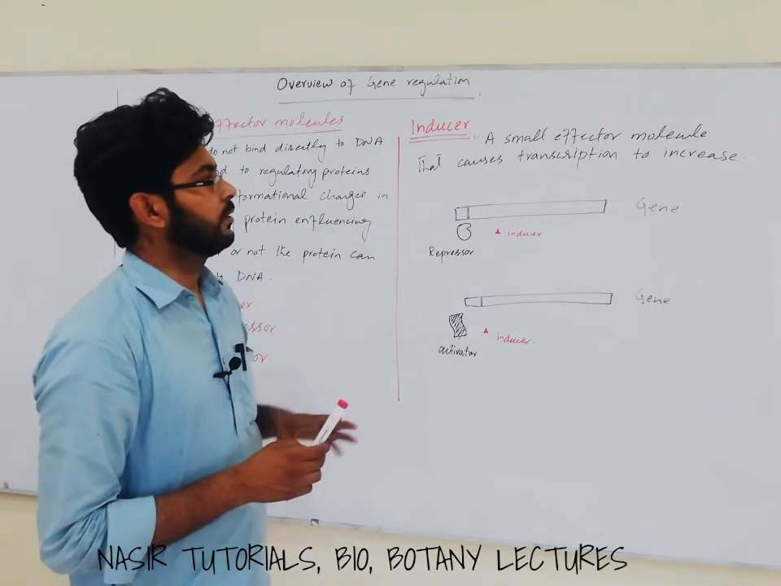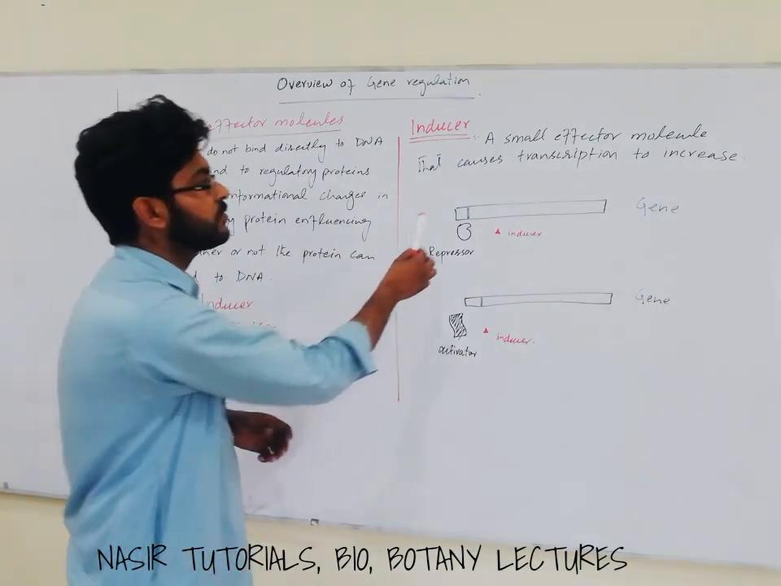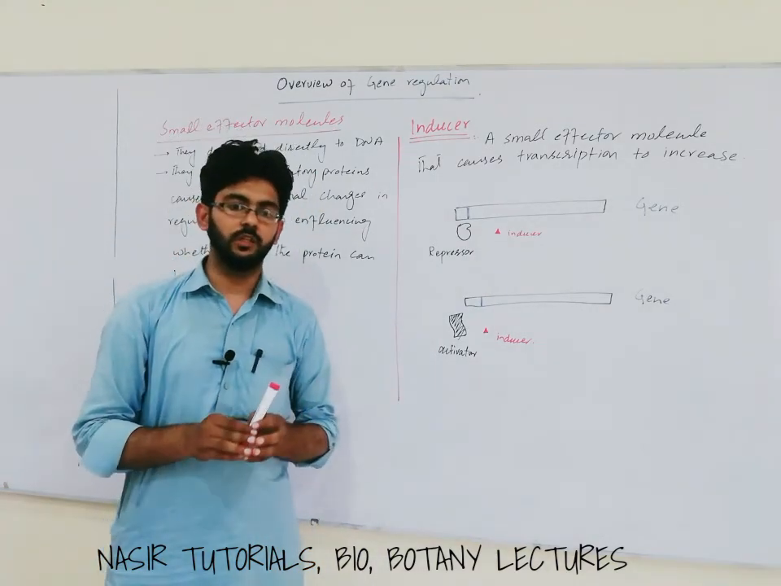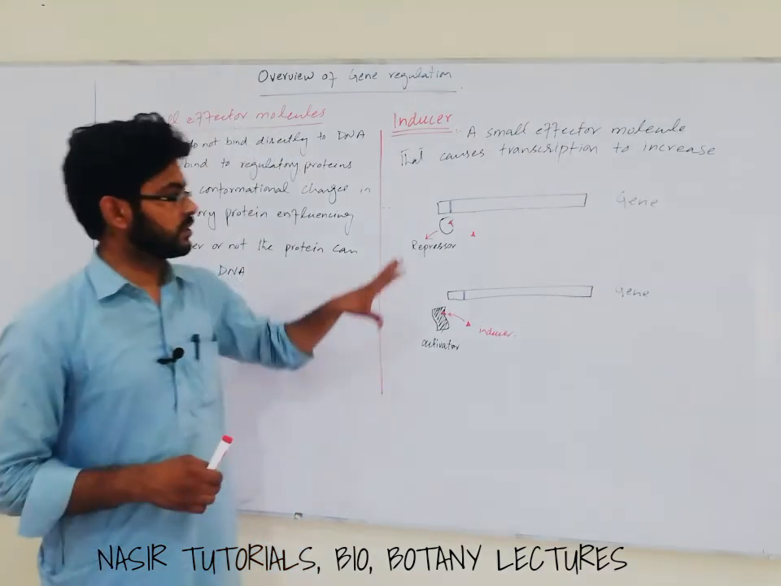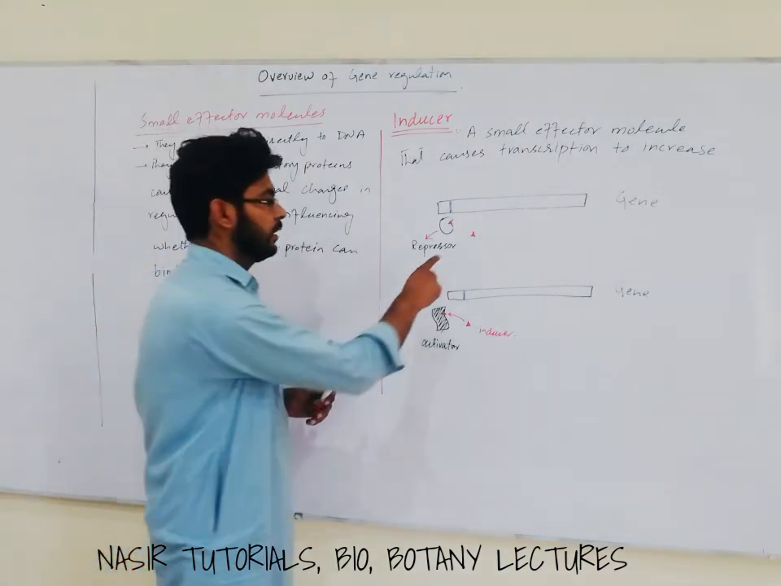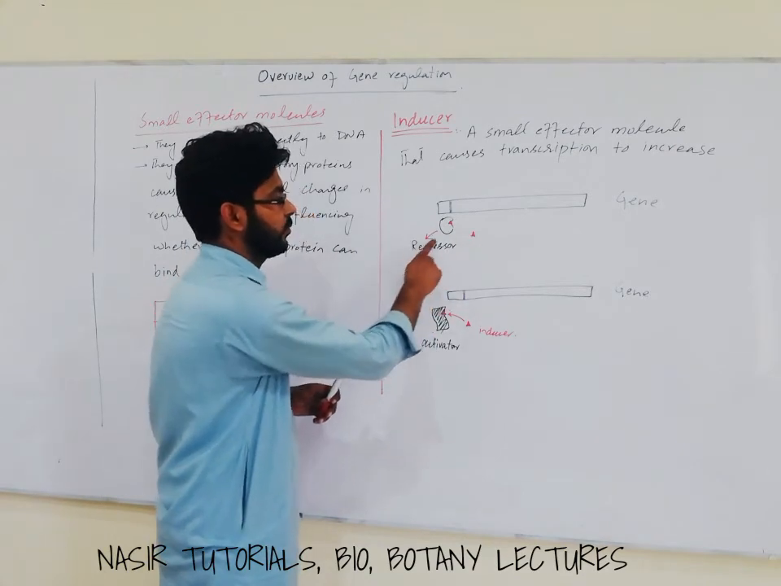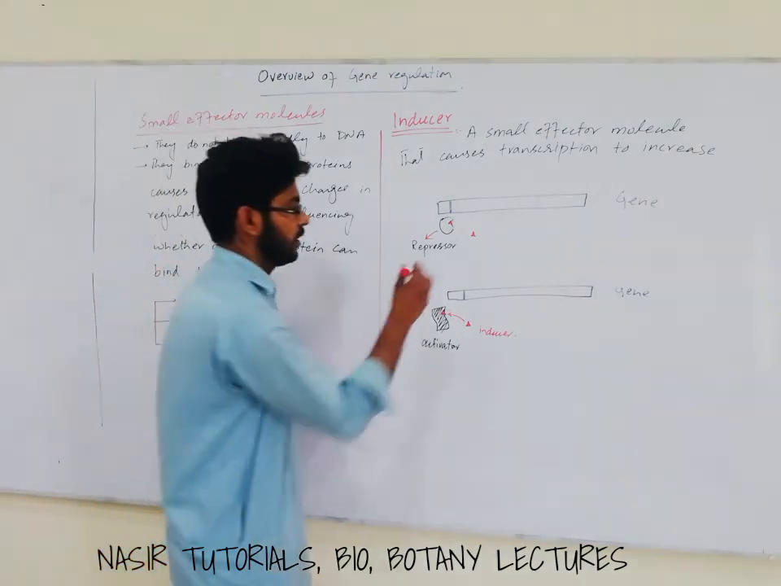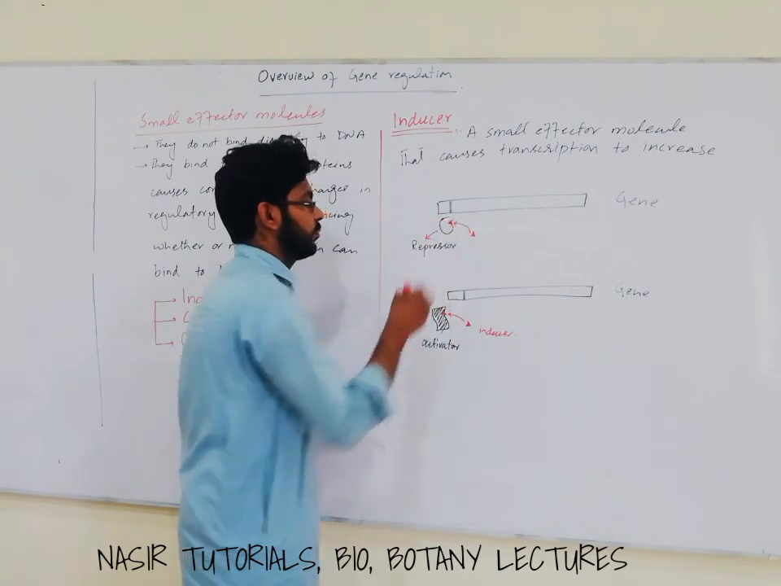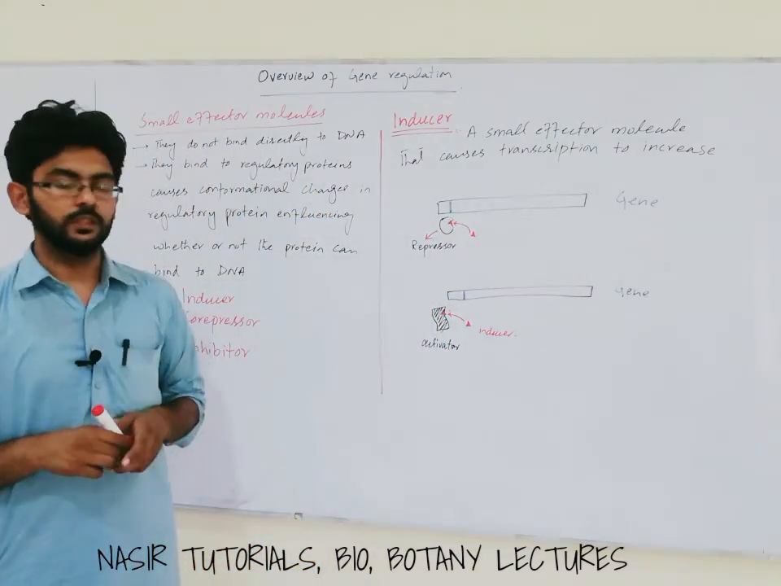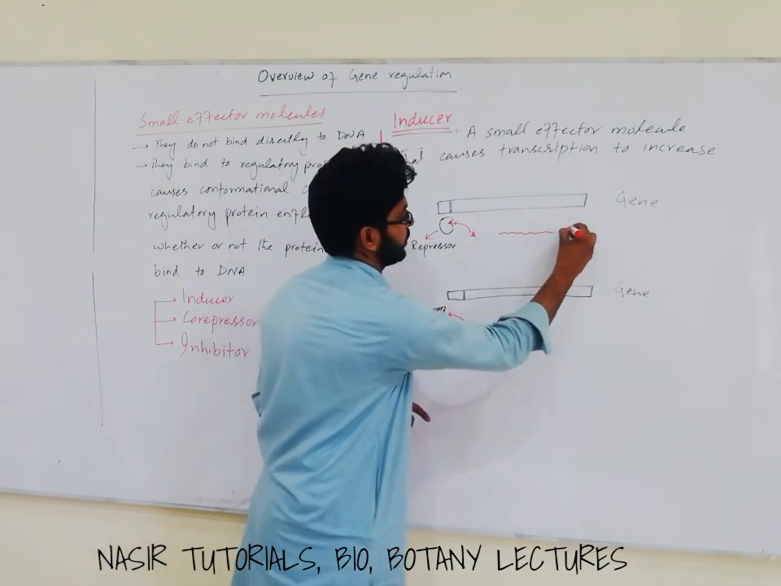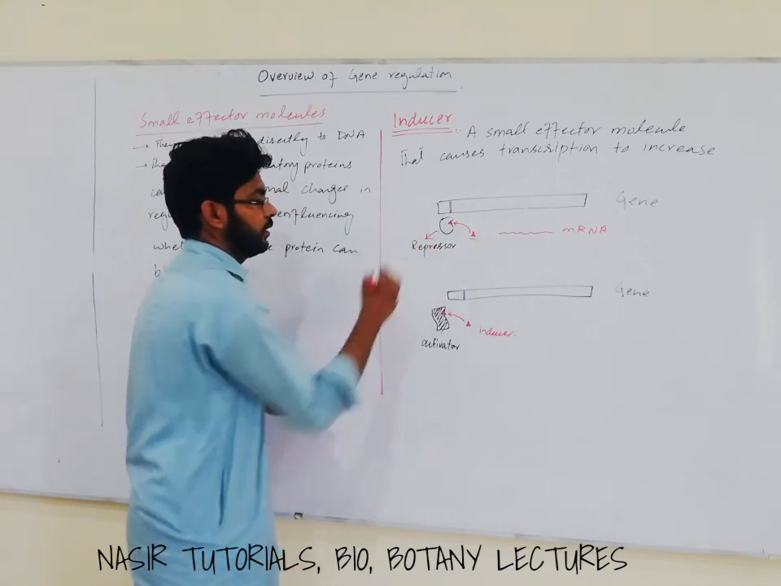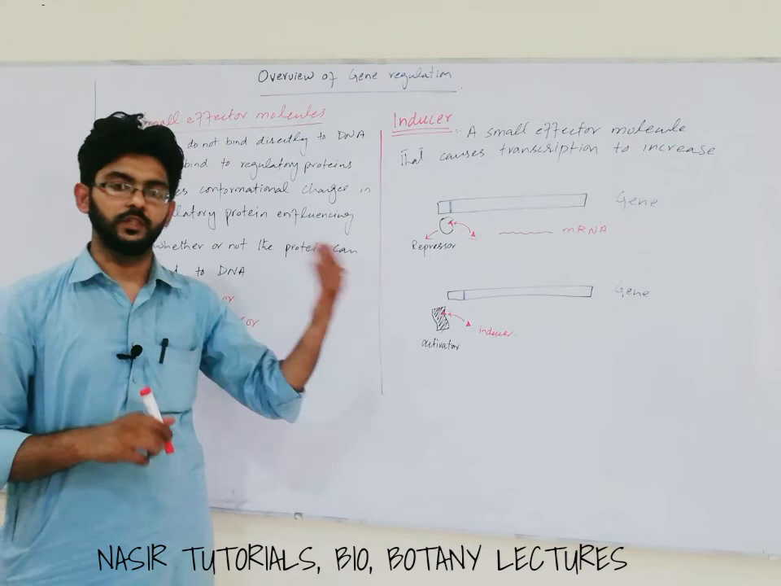Inducer, we will see them one by one. Inducer is a small effector molecule that causes transcription to increase. It increases the transcription in two ways. First, in the absence of inducer, the repressor protein binds to DNA and stops transcription. In the presence of inducer, the repressor protein does not bind to the gene and the gene starts to transcribe messenger RNA. Attachment of the inducer inhibits the repressor protein from attaching to DNA.